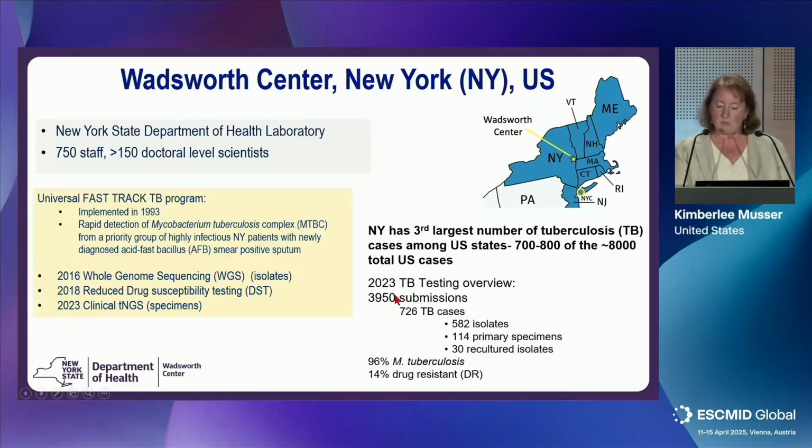And in 2023, just as an example, we received almost 4,000 samples. 726 of them were TB cases. More than 500 of those were isolates. Over 100 were primary specimens, as well as recultured isolates made up a small amount. 96% of those were Mycobacterium tuberculosis, and 14% of those were drug resistant.